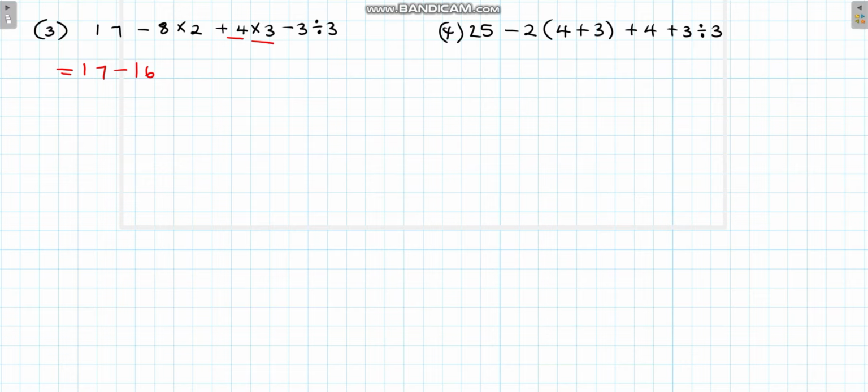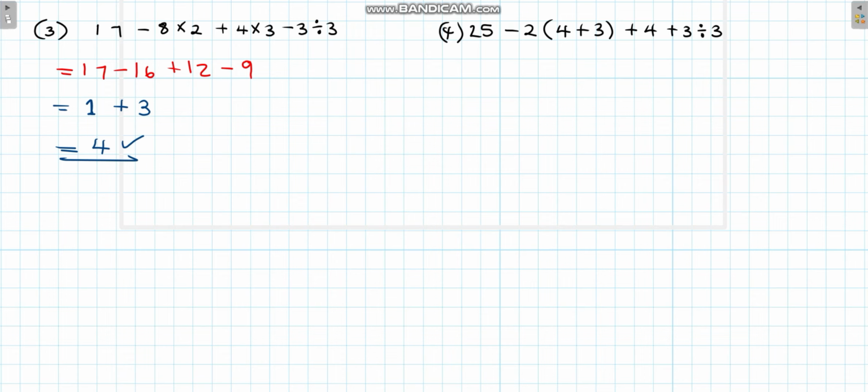Positive 4 times positive 3 is positive 12. Minus 3 times positive 3, a negative times a positive, negative. 3 times 3, 9. Okay, so what can we do now? We'll subtract this, and let's subtract this. So now let's check. 17 minus 16 is 1. 12 minus 9 is positive 3. Then what is our answer? Our answer is positive 4.